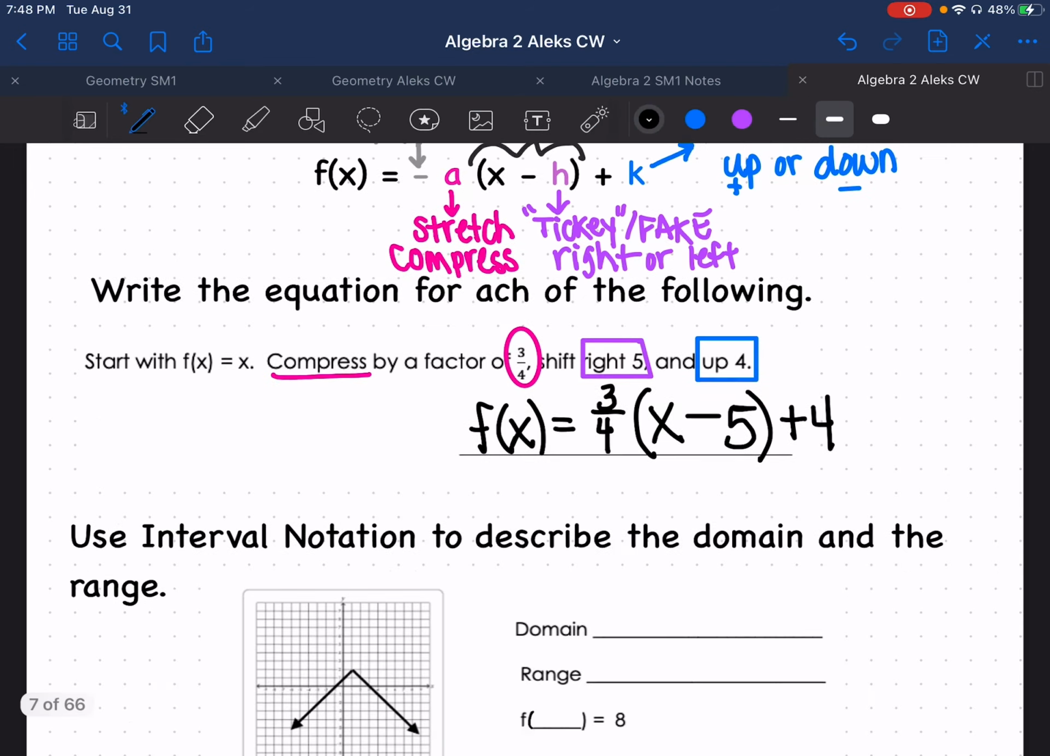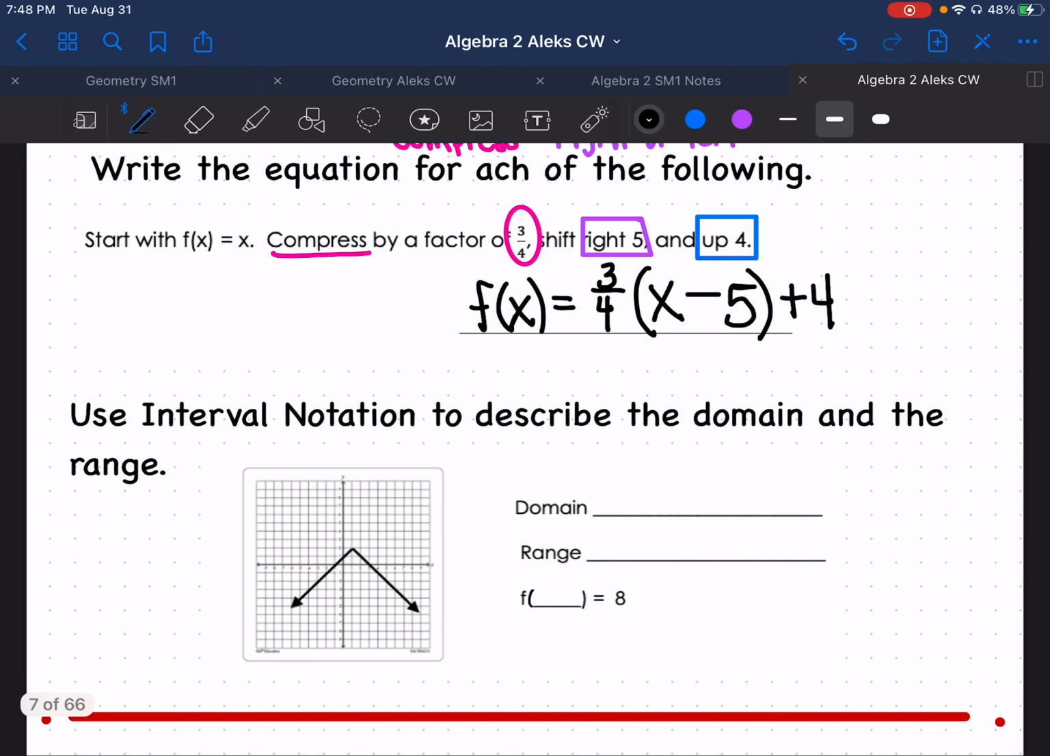All right, moving on. The next couple of questions, there's going to be two of them that are going to ask you to use interval notation to describe the domain and range of the given graph. We're also going to ask you to evaluate the graph. Let's go ahead and go over domain and range.